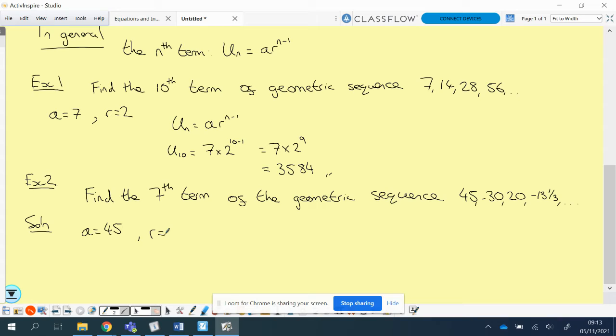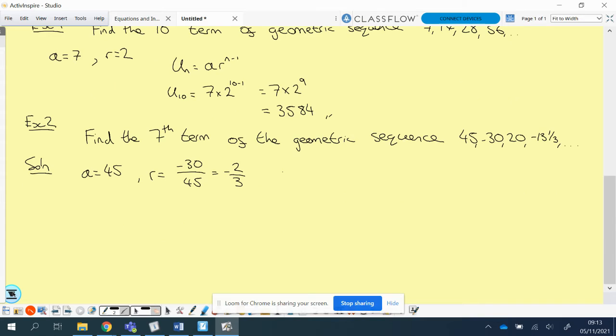Okay, I'm going to take the 2 terms and divide them. So you take the second term over the first, whichever 2 you pick. So I'm going to pick the 45 and the minus 30. So it's going to be minus 30 over 45. Okay, and that becomes minus 2 over 3. Okay, so that's what the ratio is actually. Every number is going to get multiplied by minus 2 over 3 to get the next term.